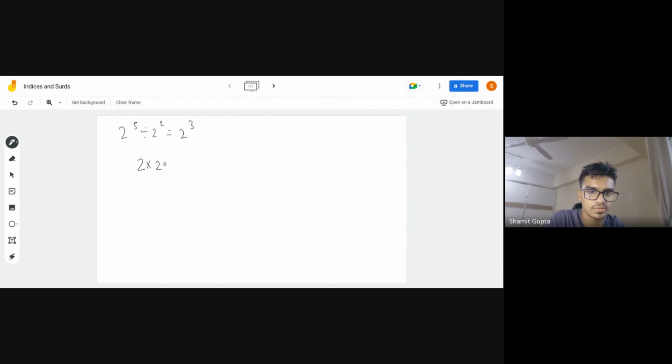It's 2 times 2 times 2 times 2 times 2, divided by 2 times 2. Two of them cancel, so you're left with 2 to the power 3. There are so many laws like this, which you'll have to learn in your normal maths, and they are useful for your studies in Add Maths. That's a lot of the basics which you have to learn about indices.